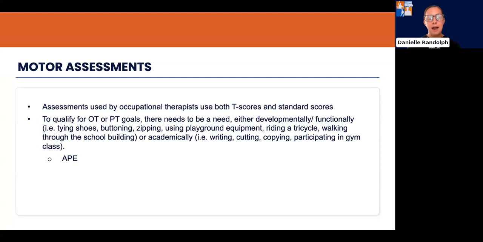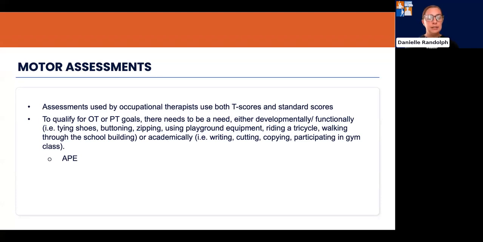So a lot of times we have parents that are concerned about tying shoes. Well, they don't have to tie shoes in school, right? So they're not going to really qualify for a goal for tying shoes. However, navigating playground equipment, being able to walk around the school building, even buttoning and zipping, because that's an independent life skill, those are areas that we would see maybe qualifying for services, or writing, cutting, copying, things that are academic in nature. Those are going to qualify for services. So it's really that impact on their education, on their school day, on their independent living skills within the school setting, and those are going to qualify for those services.